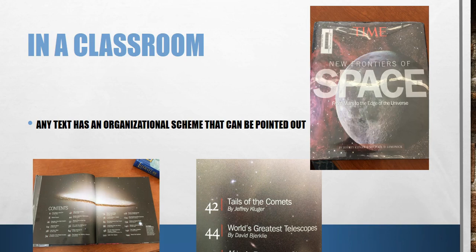In a classroom, any text has an organizational scheme that can be pointed out. So if we were going to teach about space in our science class, we would introduce the front cover, then we would probably take a look at the table of contents, and a closer look at this table of contents reveals that this book has a simple listing of topics. Very simply said, if you wanted to learn about comets, you would not go to page 44, you'd go to page 42.